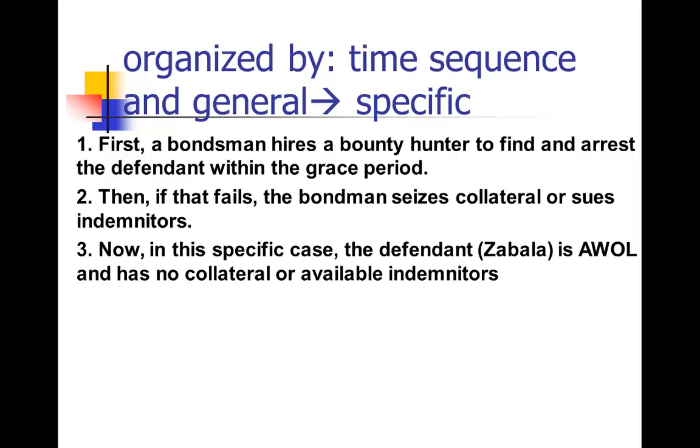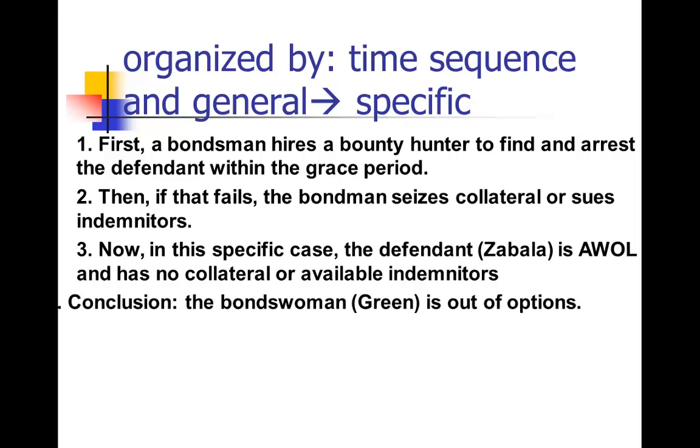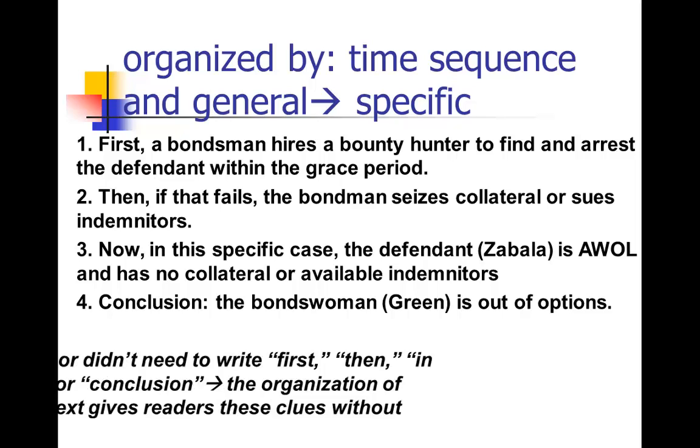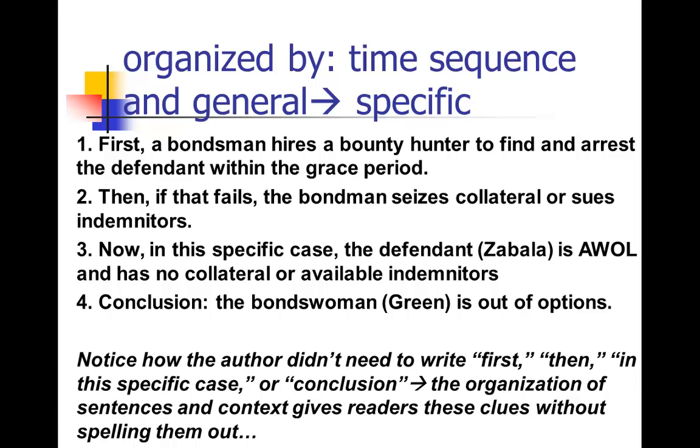So now, in this specific case, the defendant, Zabala, is AWOL, and for some reason had no collateral or indemnitors available. So, well, what does that mean? Here's the conclusion. In this case, since none of that happened and there's nothing available, the man, in fact, in this story, actually, it was a bondswoman, Green, is out of options. So that means that she's going to have to pay the $31,000.